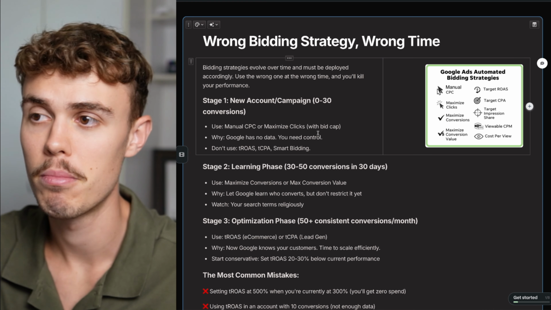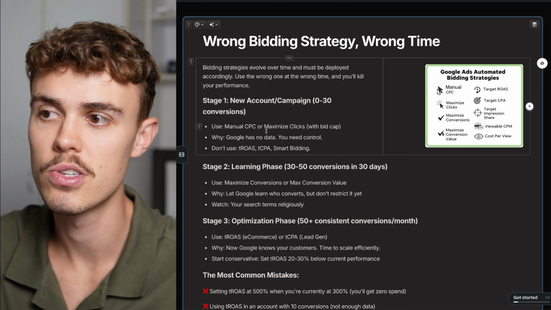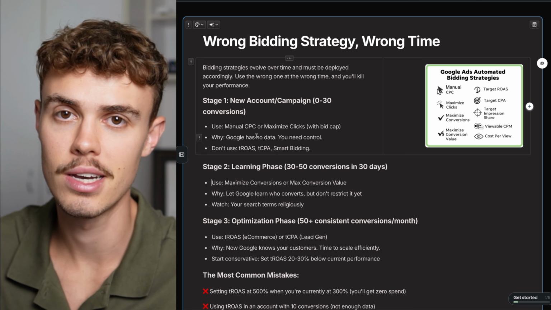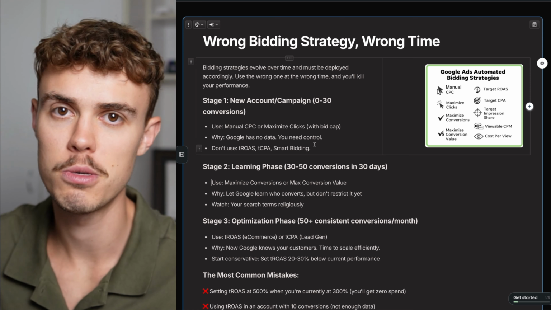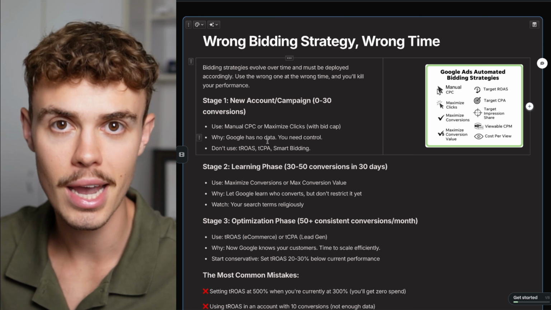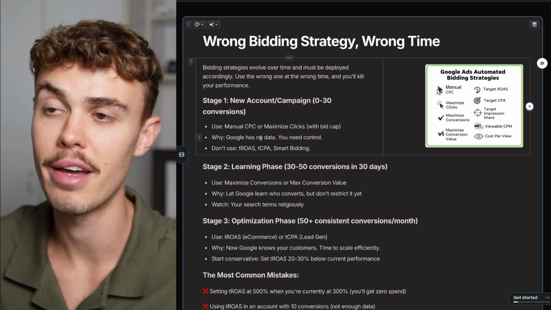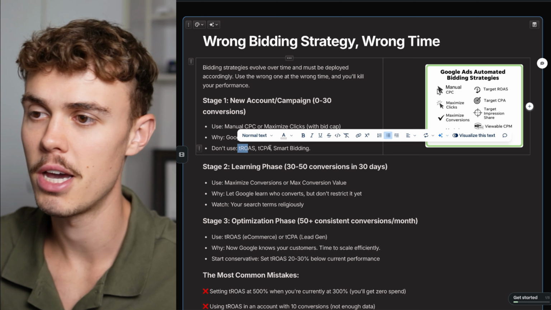The way that you use them effectively is in an early stage account. With 0 to 30 conversions, you want to be using manual CPC or maximize clicks with a bid cap, because you cannot deploy conversion-based automated bidding right now because you just don't have the data for it. If you tell Google to try and get a conversion without showing it what a conversion looks like, it's going to struggle. Don't use ROAS, TCPA, or smart bidding.